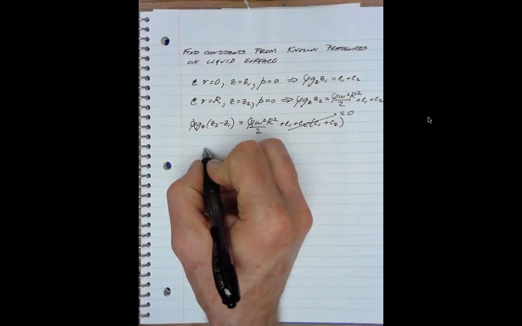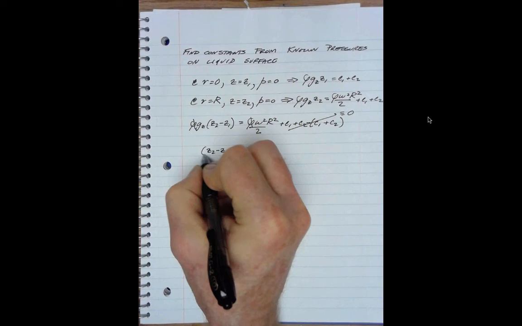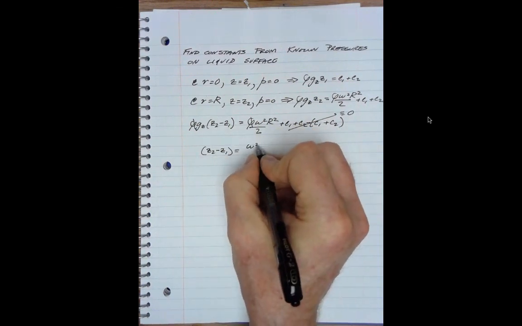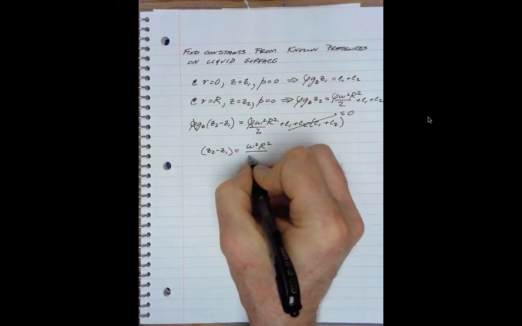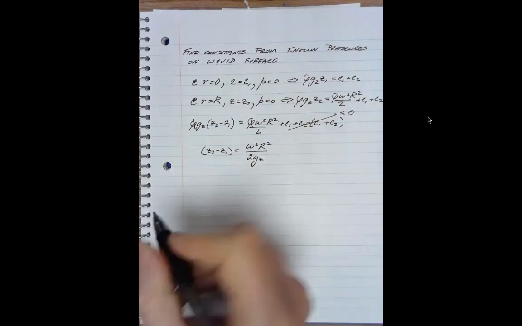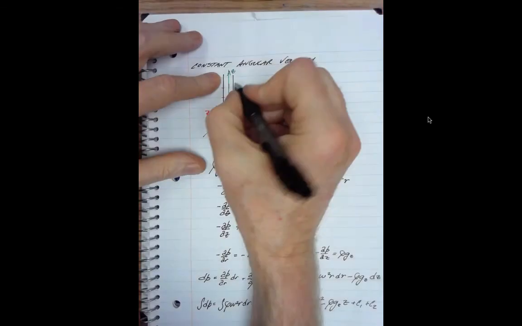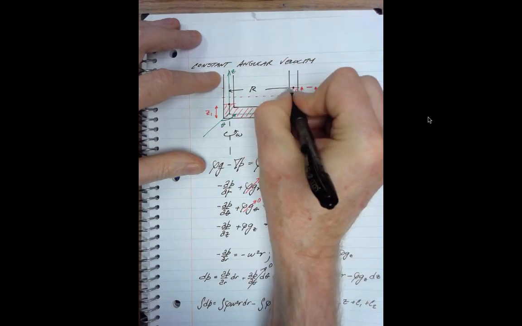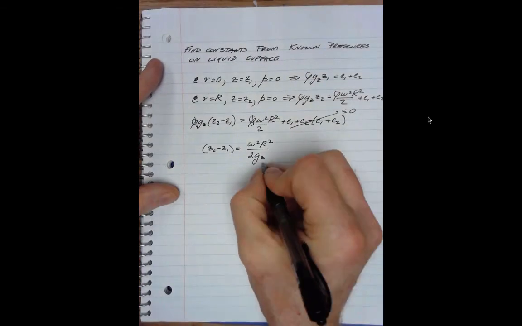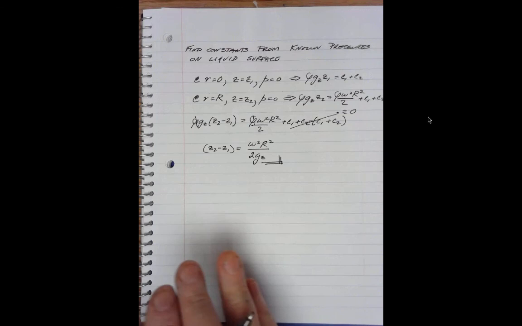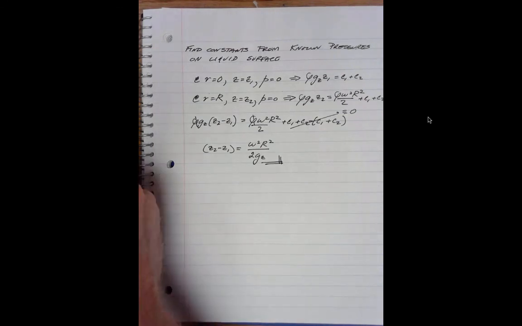And finally we have z2 minus z1 equals omega squared R squared over 2 g sub z. Now cap R, I forgot if I drew it. Yeah, it looks like I didn't. Cap R is how far apart the tubes are. And that would give us the change in height on the manometer.